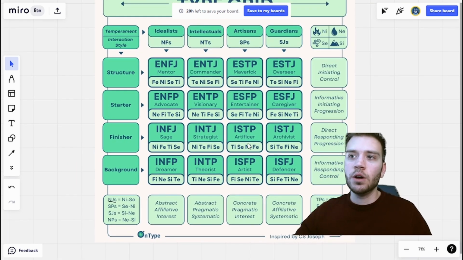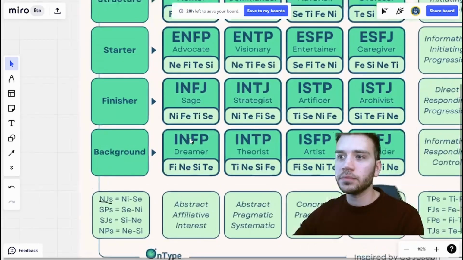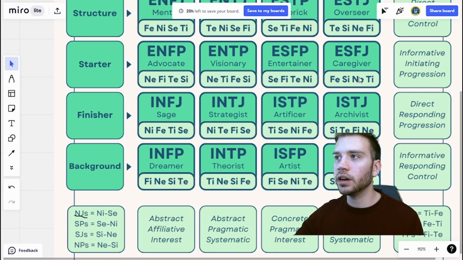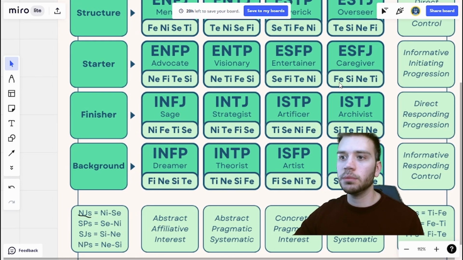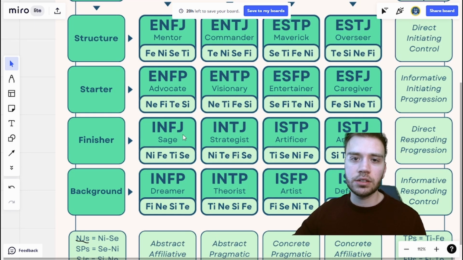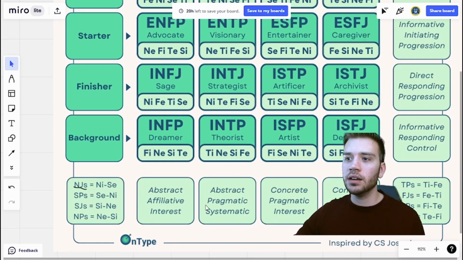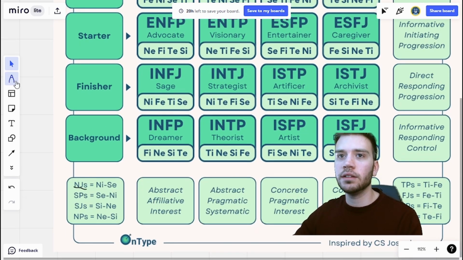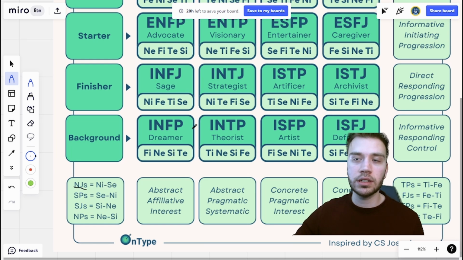You can use this for understanding compatibility. Like, okay, I'm an INFP, so these are my functions, and I'm compatible with people with FE. So I go over here and see someone with FE, so I have some emotional compatibility with this type. Or you might go, okay, I'm an INFJ, so I know that I'm a finisher type. Oh, okay, INTJs are also finisher types. These types are also direct and responding, but unlike me, they're pragmatic. So you can use this kind of grid to start understanding how you're similar and different to others.